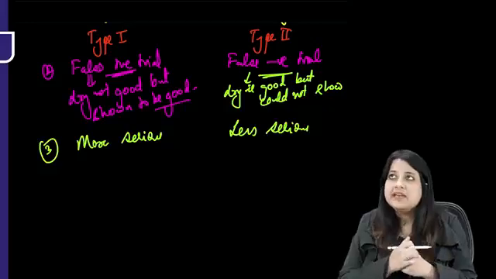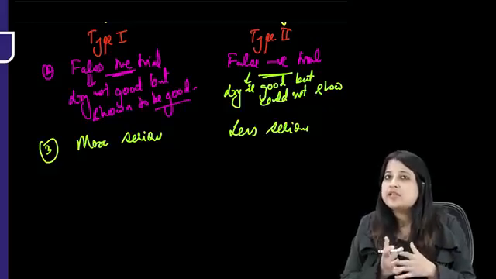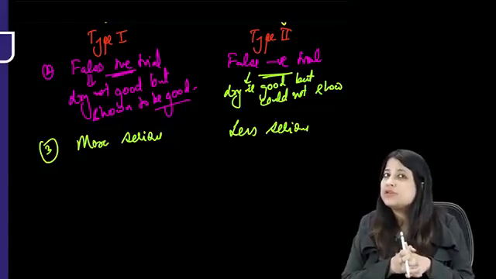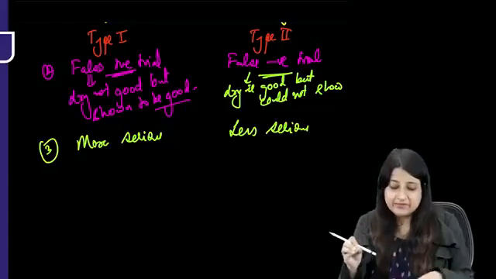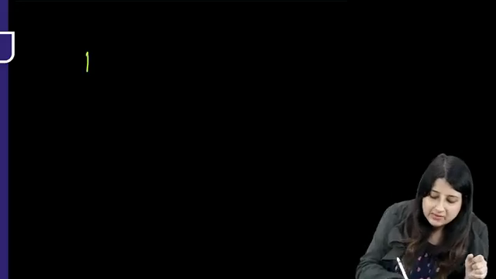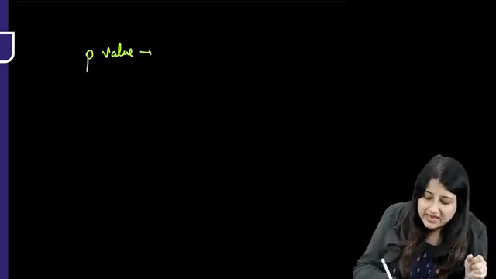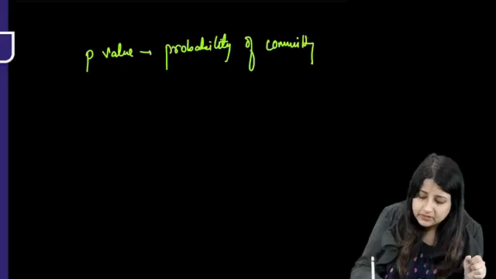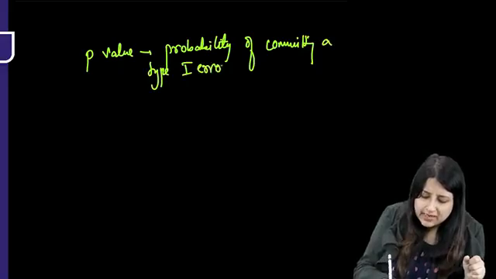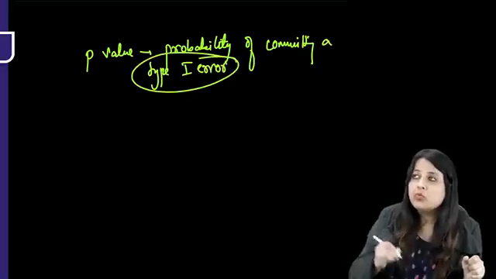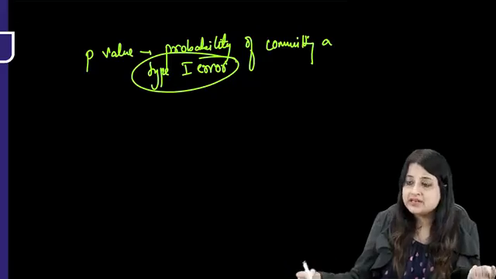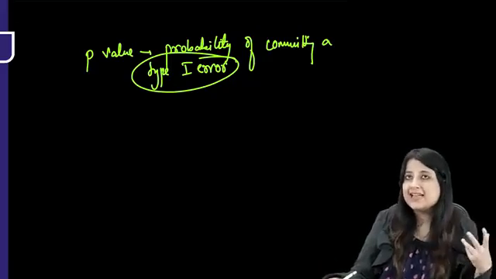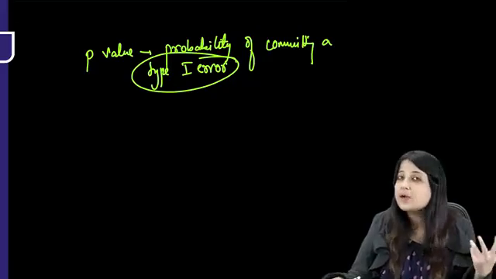Now type 1 is a very serious error. The question arises, how much of a type 1 error will you allow in a study? That is given by what is known as the p-value. What is the p-value? P-value, everybody, is the probability of committing a type 1 error. We know type 1 error is more serious. So what are the chances of committing a type 1 error? Should I allow it to be committed 10 times out of 100? 5 times, 1 time, what?